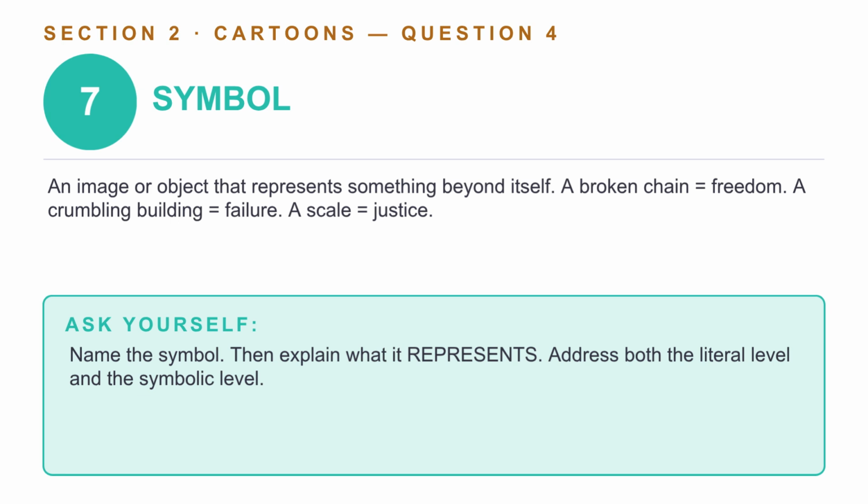Symbols operate on 2 levels. The literal level, that is what you see, and the symbolic level, that is what it means. Your answer must address both levels. Name the symbol, then explain what it represents in the context of the cartoon's message.